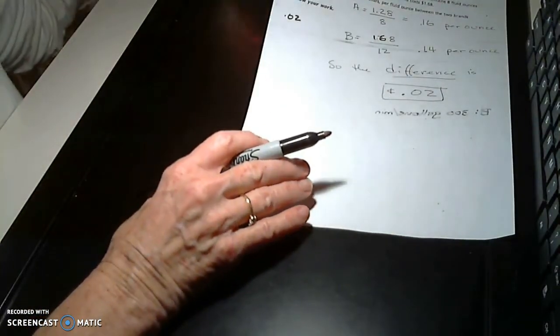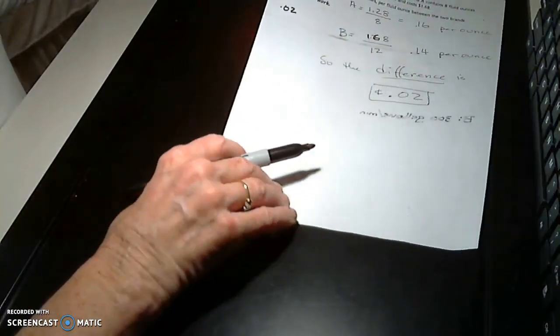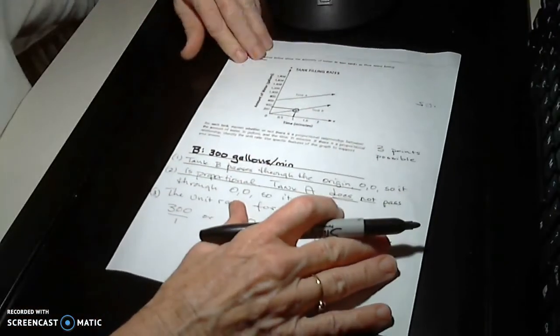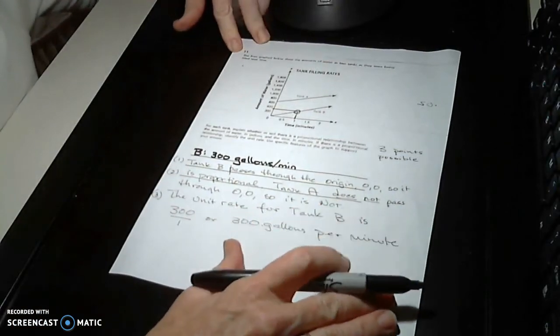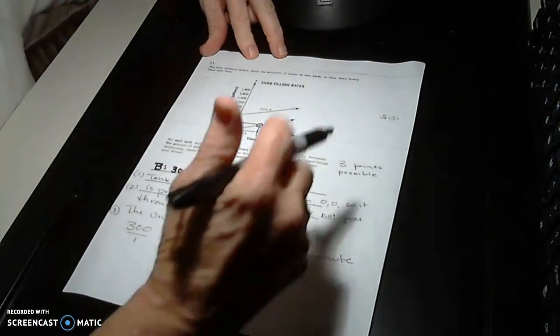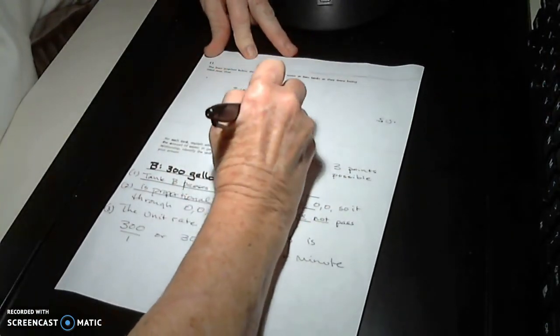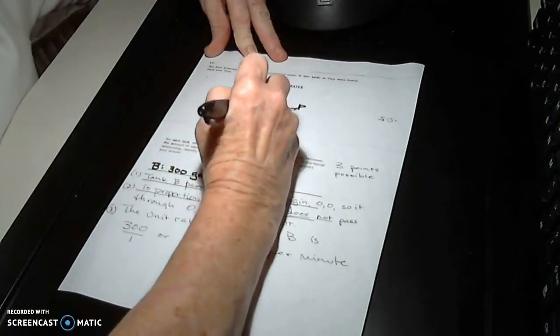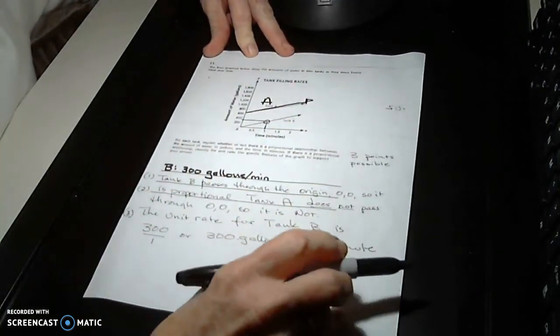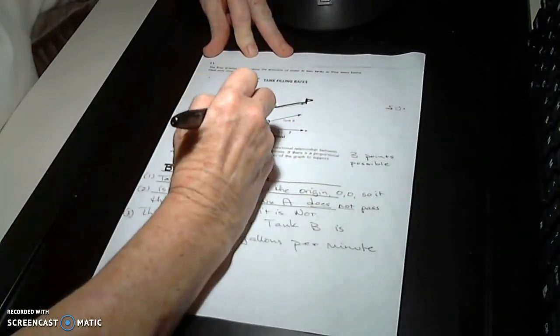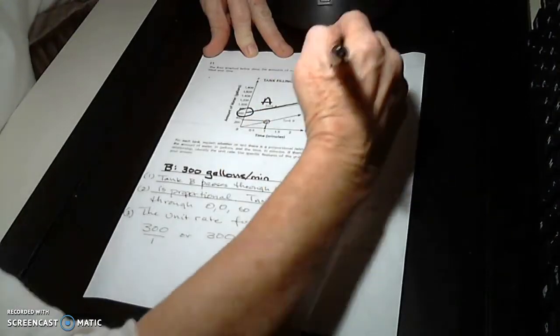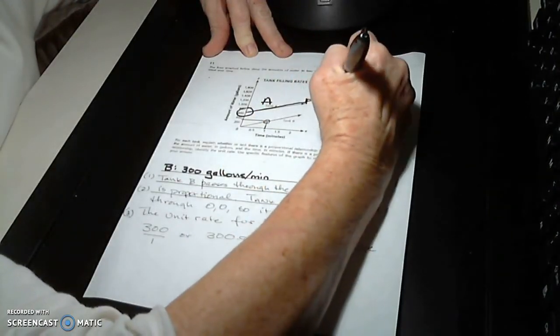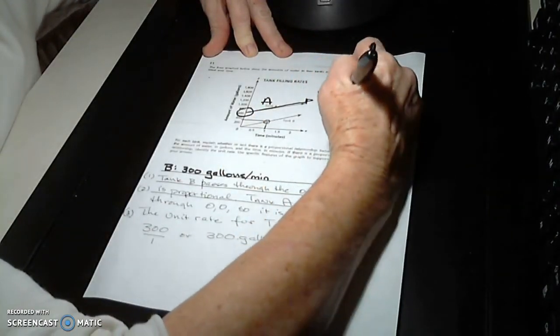Moving on to question number 11. This was the first short answer that you had to do. And you look at the graph and you see pretty clearly I have a line that starts someplace up in the middle here. This is tank A. So I know right off the bat, because it intersects the y-axis up here, line A is not proportional. Not proportional.